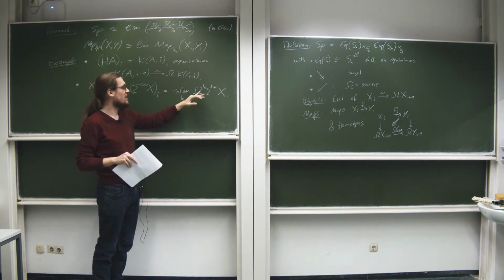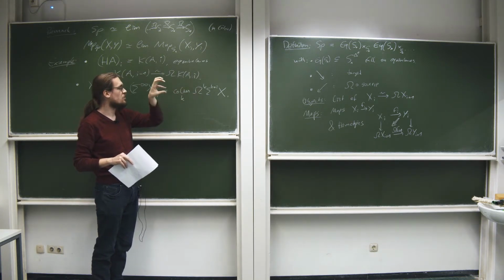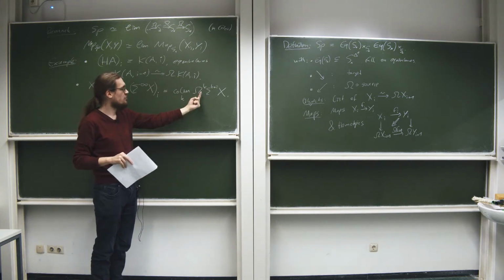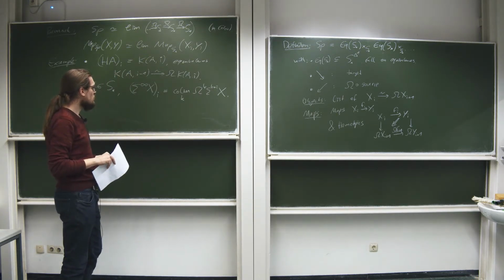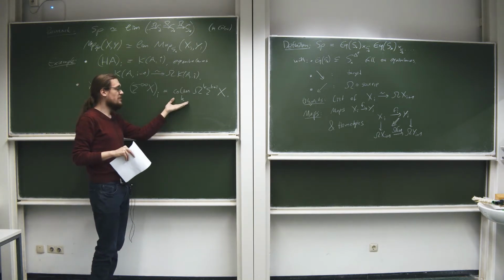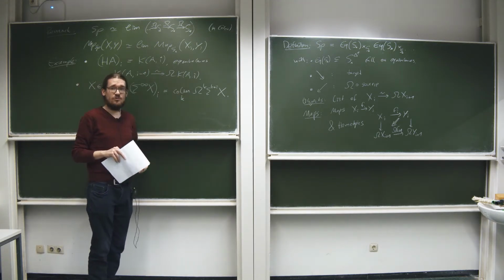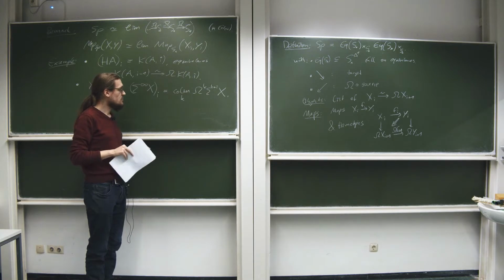There's a map from the identity functor to loops after sigma, and we're doing that somehow in between these summands, in between these two terms in every step. And it turns out if you take this colimit, then this is a spectrum. And what goes into that?